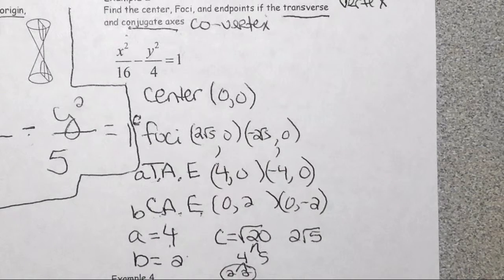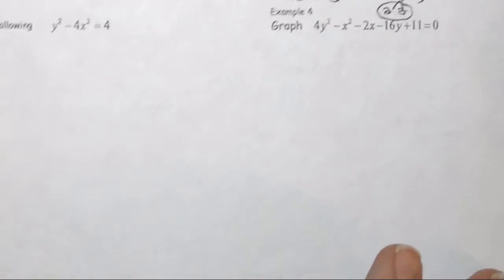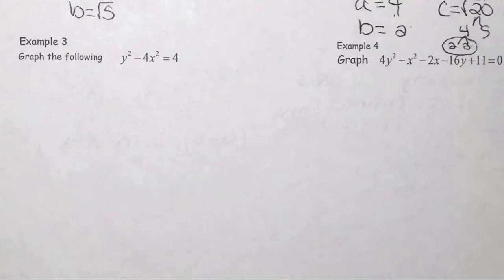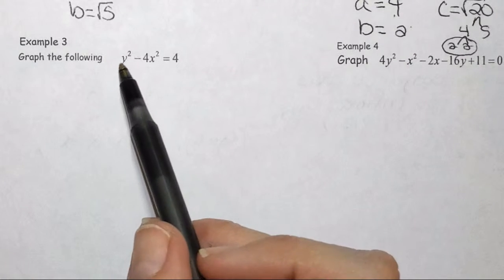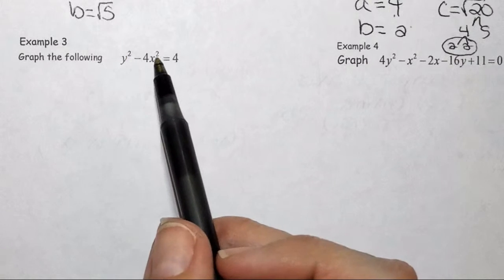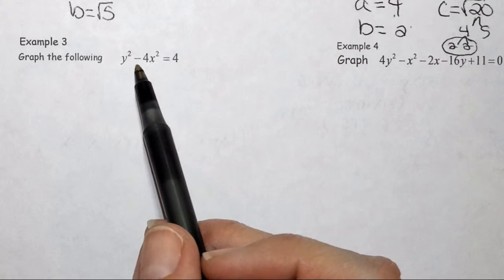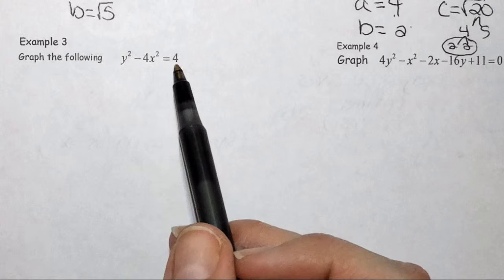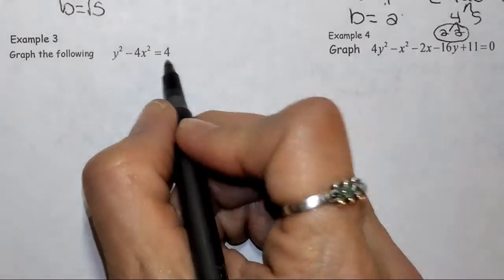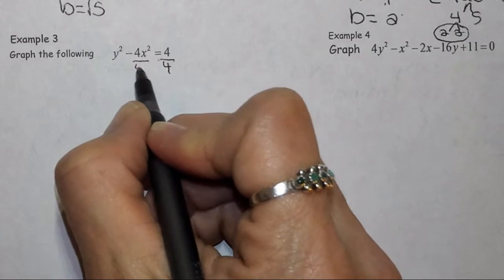Let's go look at example 3. Example 3, they want me to go graph it. They don't ask me any questions, they just say graph it. In order to graph it, I know it's a hyperbola because I have an x squared and a y squared, and I have a subtraction. But what is it supposed to equal? 1. So what do I do to make this equal 1? Divide everything by 4. Good.